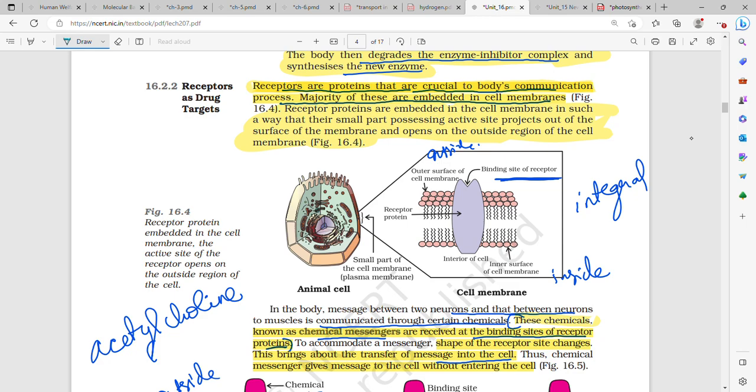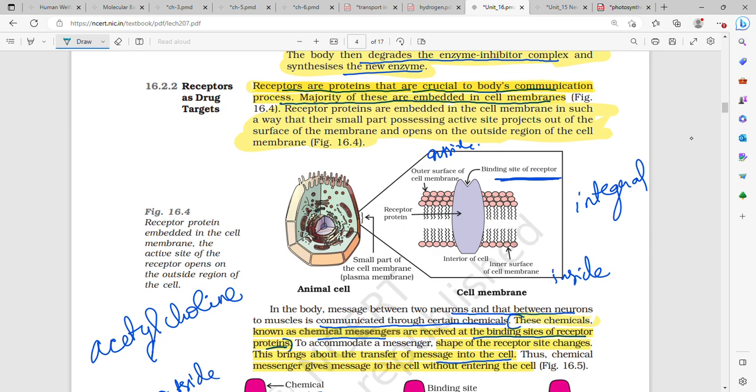Now receptors as drug targets. What are receptors? They are crucial for the body's communication. They are embedded in our lipid bilayer, that is, in our cell membrane, and they have two sides. On one side, the small active site is there, and that active site is towards the outside of the cell membrane. The molecule binds to the active site of the receptor, which is opening towards the outside of the cell membrane, and then it transports the message into the inside.